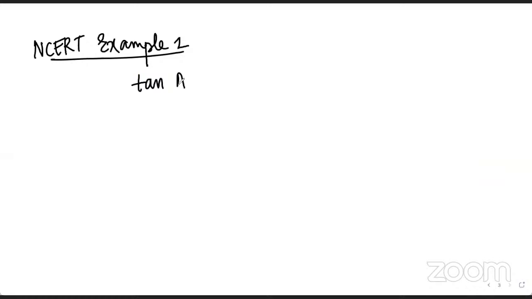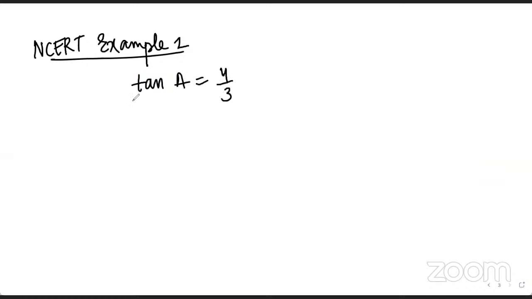NCERT's first example. Now I want someone to read the question for me. So I am giving you all the permission to unmute yourself. If tan A is equal to 4/3, find the other trigonometric ratios of angle A.